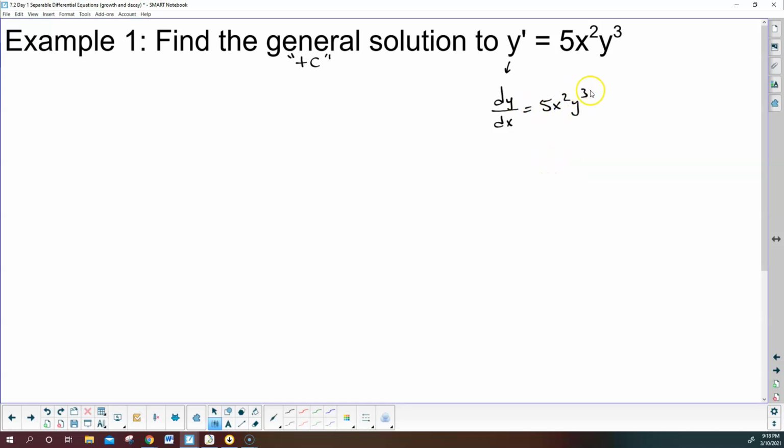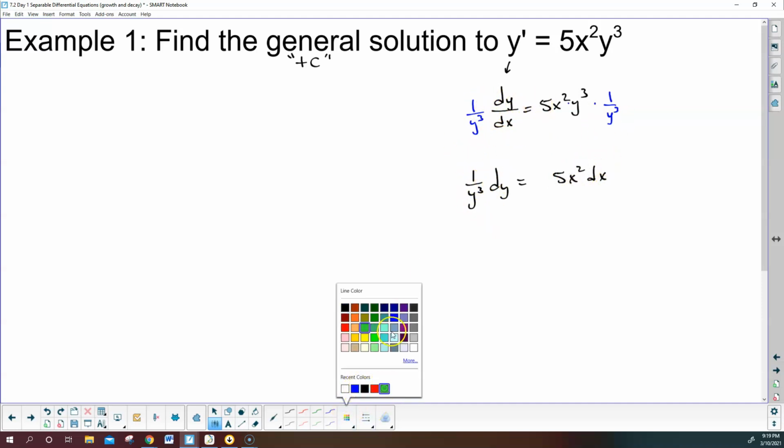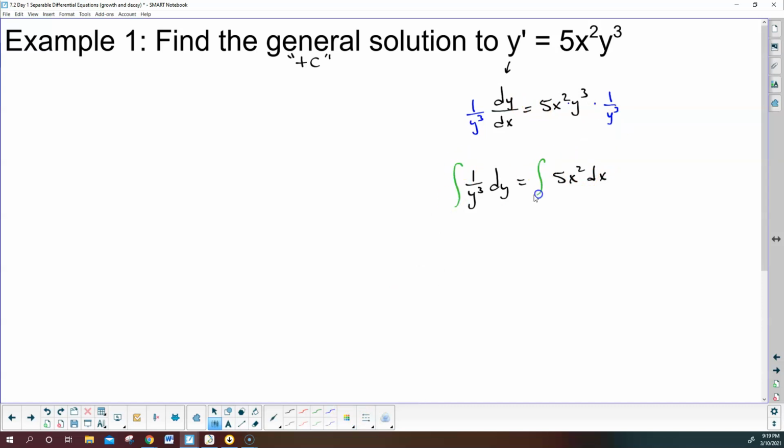And then what do I have to do? I have to separate. I need to move the y to the third over to the other side. And I do that through inverse operations, right? This is times y to the third, so I'm going to multiply by the reciprocal, or some people say divide. So what does that do? That leaves me with y to the negative third dy equals 5x squared dx. So notice the y's are all together on one side, the x's are all together on the other side. Then I'm going to take the antiderivative.